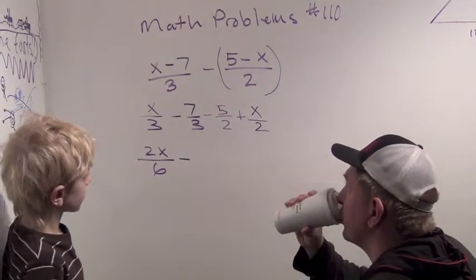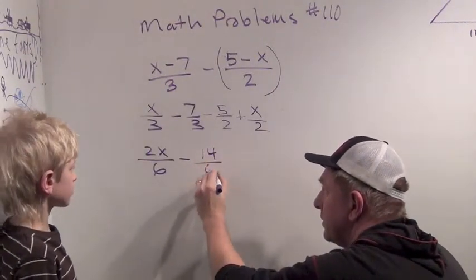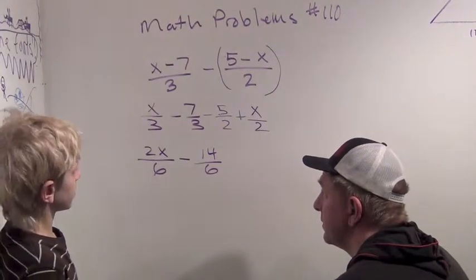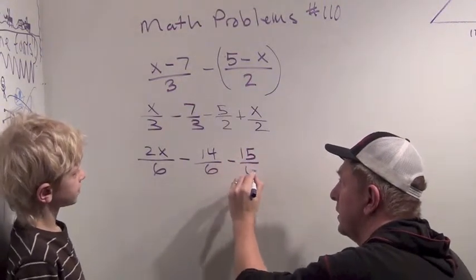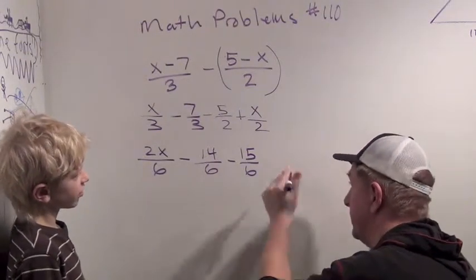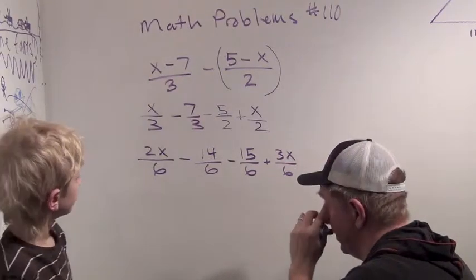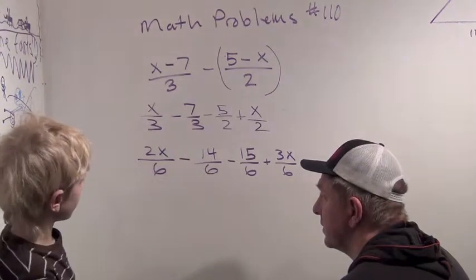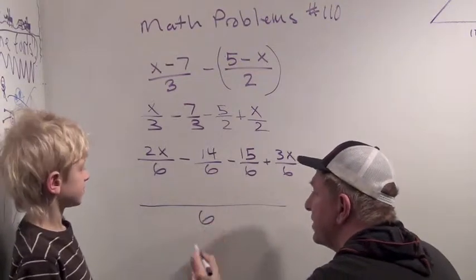Minus 14 over 6, and minus 15 over 6, plus 3x over 6. Very good. Now we can just add and subtract, right, because everything is divided by 6 now.